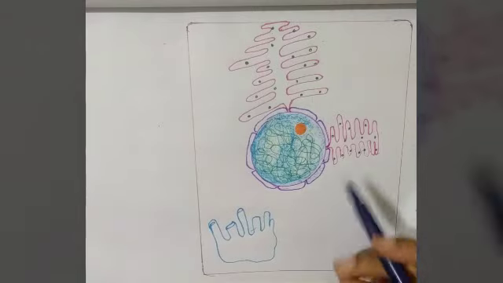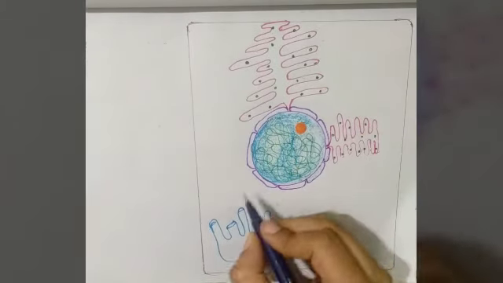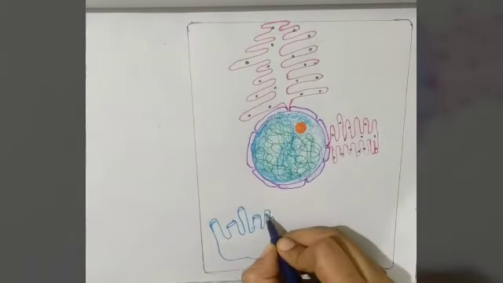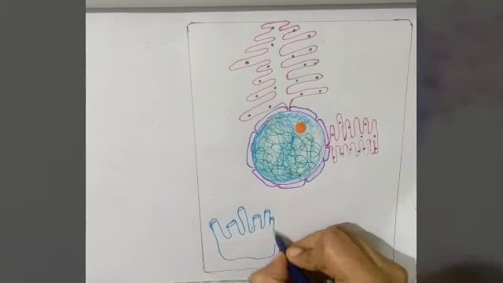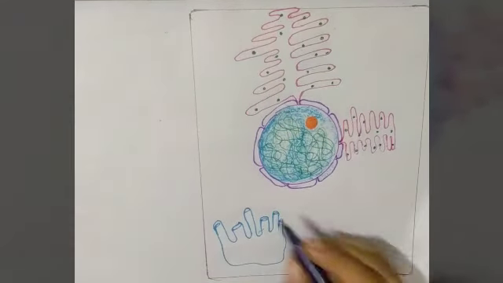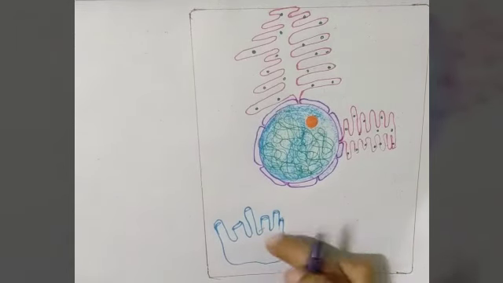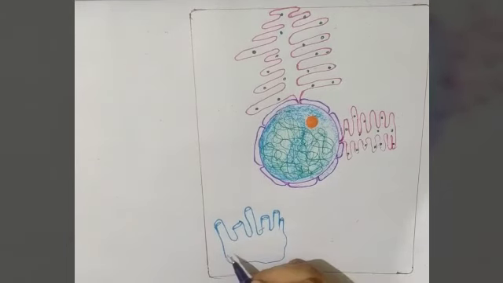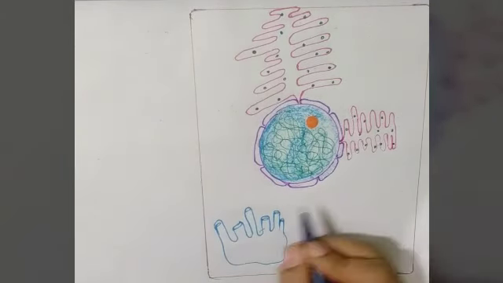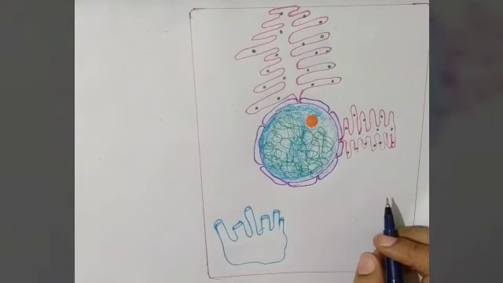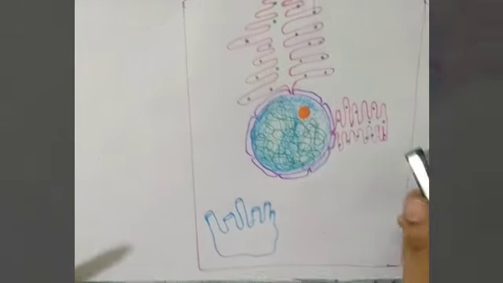For the smooth endoplasmic reticulum, we are drawing the W-shaped structures like this. The smooth endoplasmic reticulum is devoid of ribosomes, so you can leave it like this. So coming to the next part, we'll talk about the Golgi bodies.